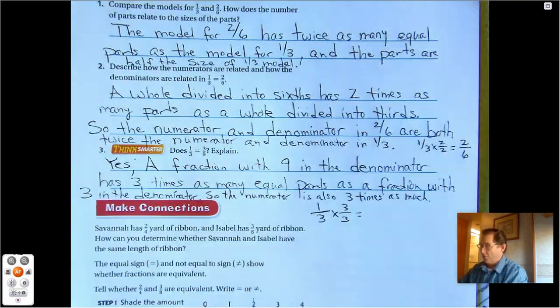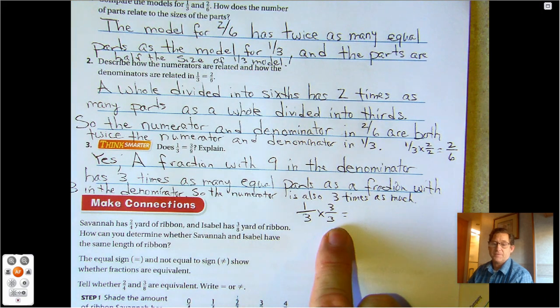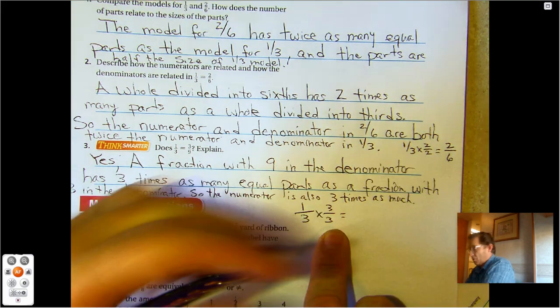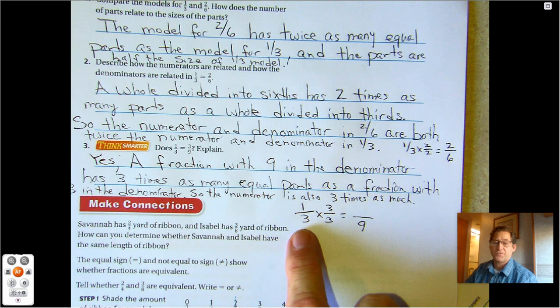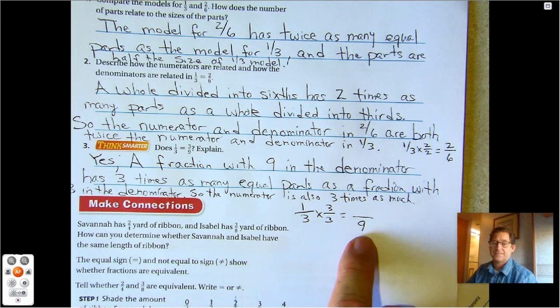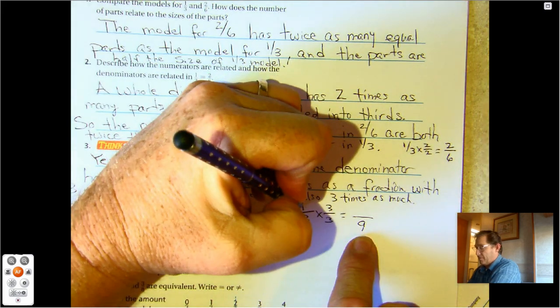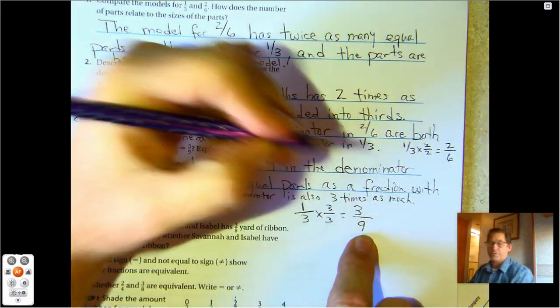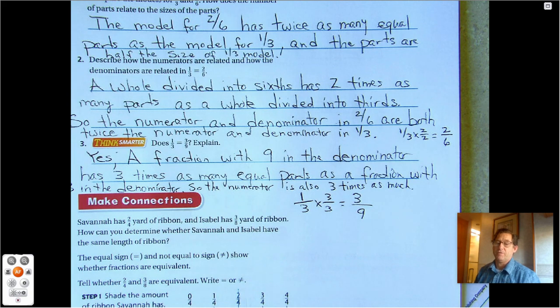So we're saying 1/3. The denominator is 3 times as many parts. So we went from third size parts to ninth size parts. So there's 9 pieces in the whole now. And I went from 1/3 to 3/9 so that they're equivalent.